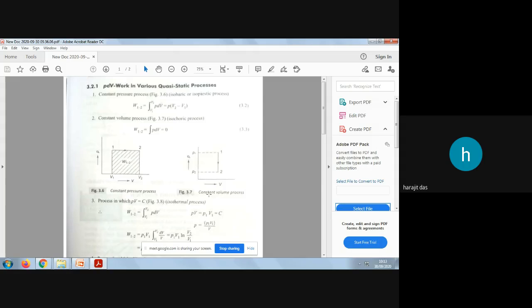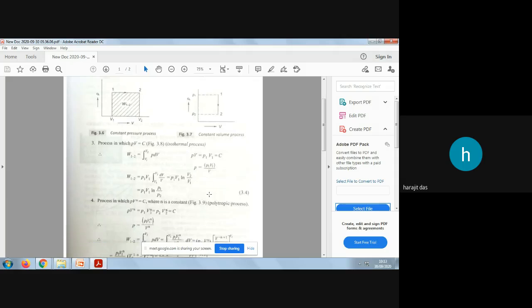In the next lecture, we will see the work done for other processes, and we will also define the first law of thermodynamics.